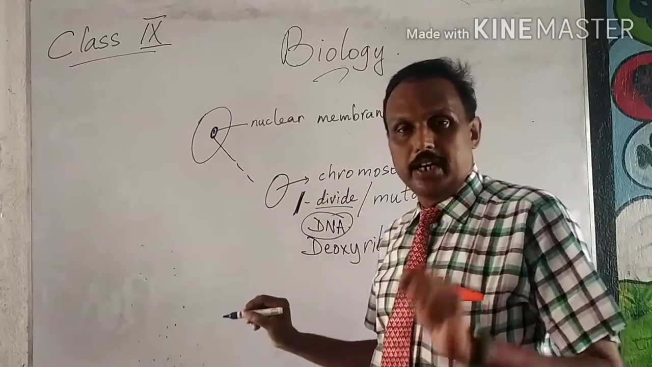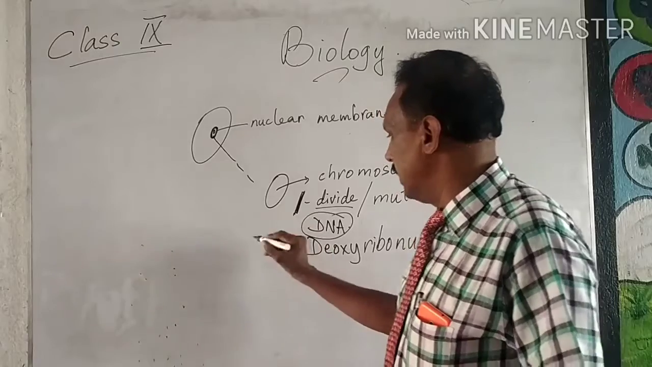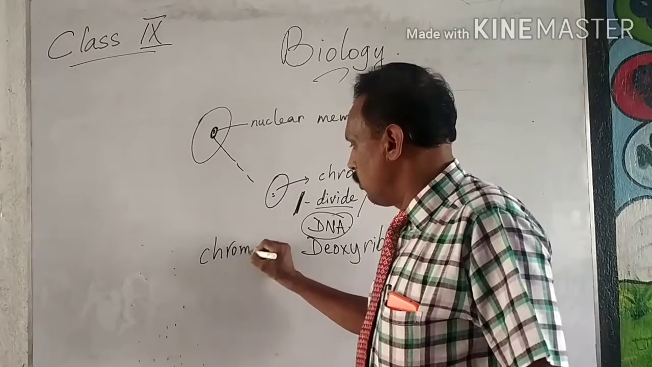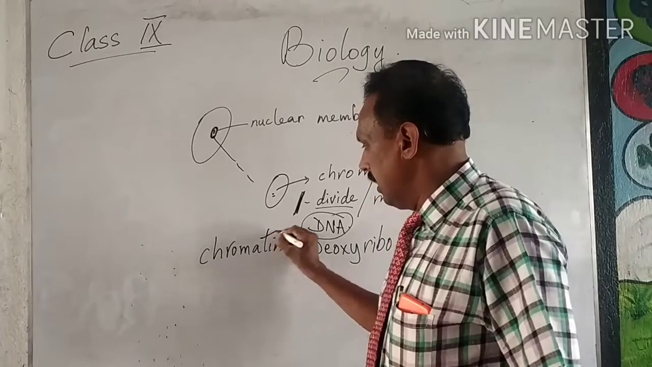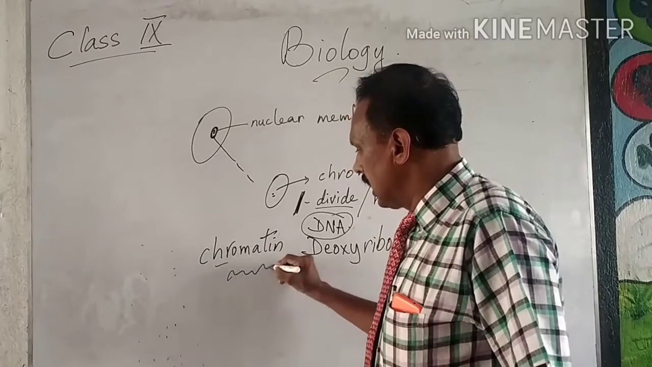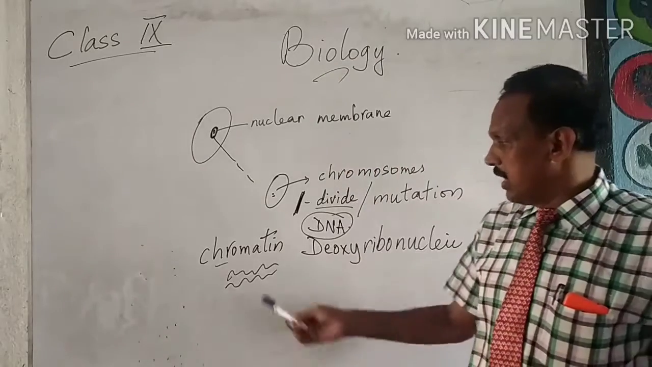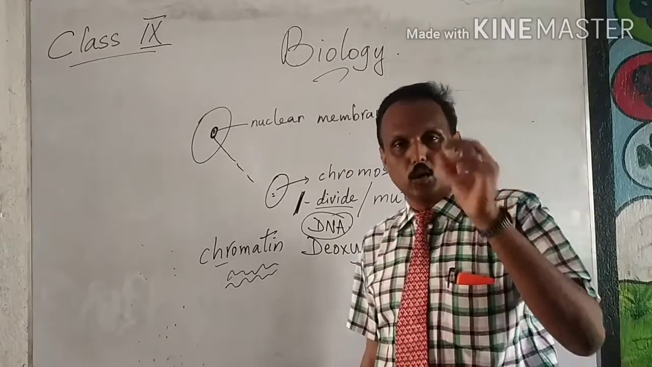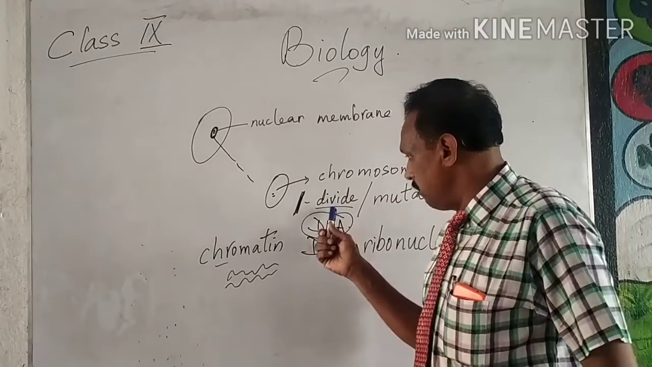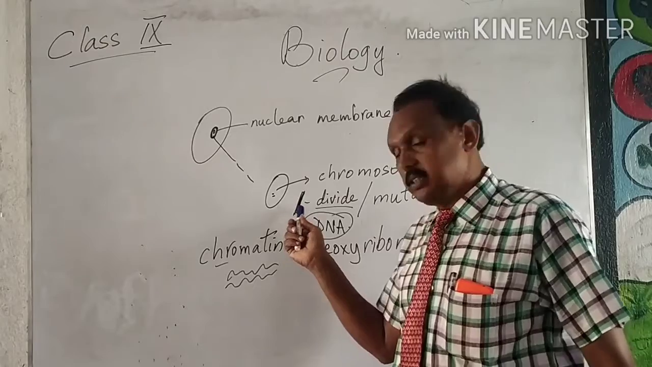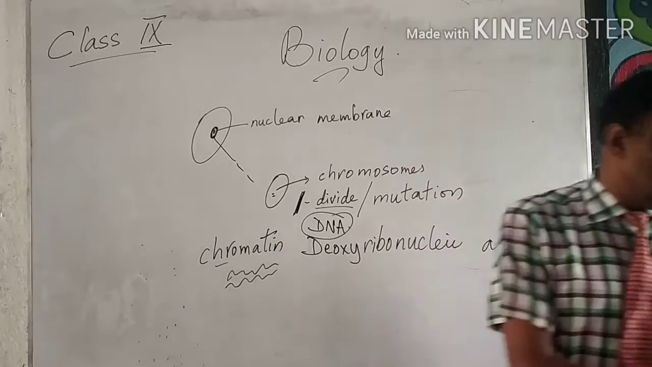When it is not dividing, when division does not take place, the nucleus is completely filled with chromatin material, and they are mostly fiber shaped, like noodles. So they are fiber shaped and lie in the chromatin material, and at the time of division only, you can see that DNA very clearly in the rod shaped structures.